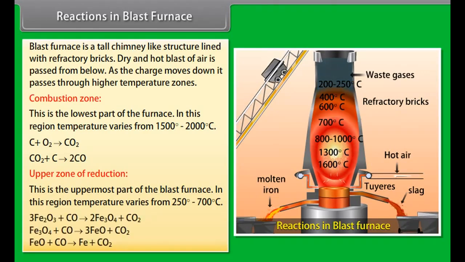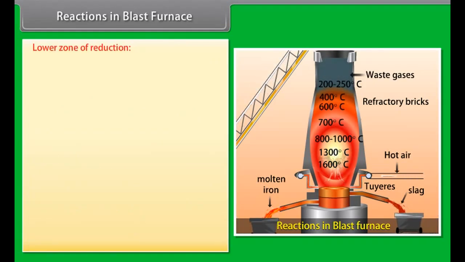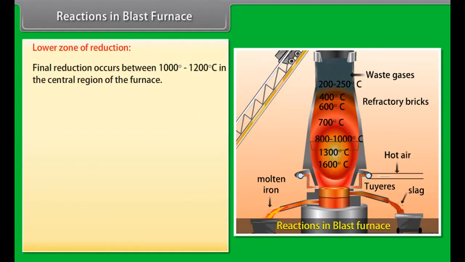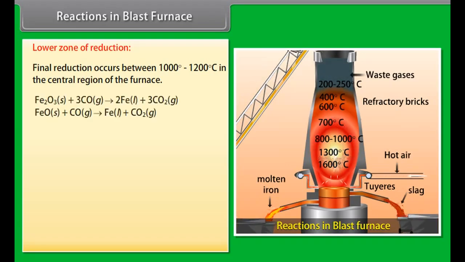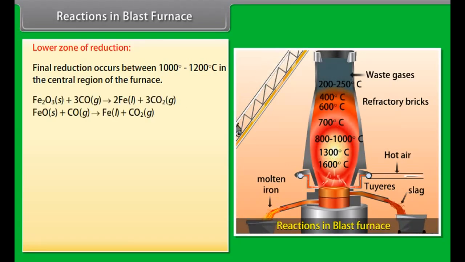Smelting. The calcined and roasted ore is mixed with limestone and coke in the ratio of 8:1:4 and introduced into a blast furnace. Reactions in blast furnace. Blast furnace is a tall chimney-like structure lined with refractory bricks. Dry and hot blast of air is passed from below.